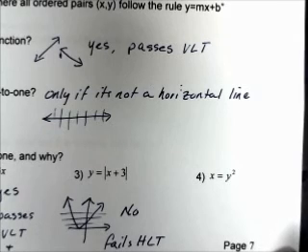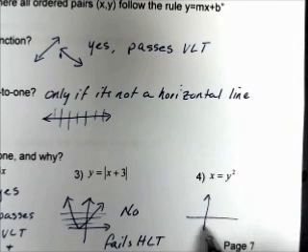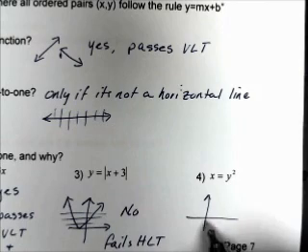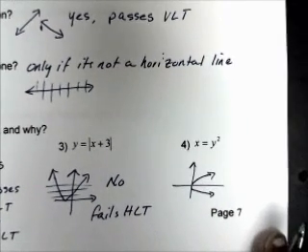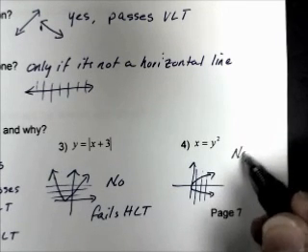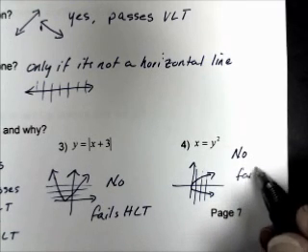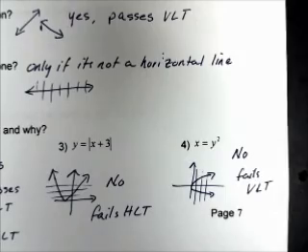And number 4, x equals y squared would look something like this. Again, we would have to get y by itself. We would square root both sides. We would end up with something like this as a graph. Okay. This is not even a function. So no, it's not 1-to-1. All right. It fails the vertical line test, so it's not even a function.